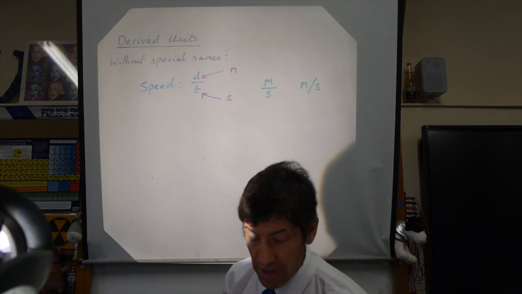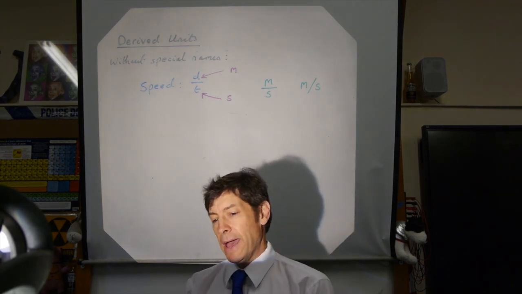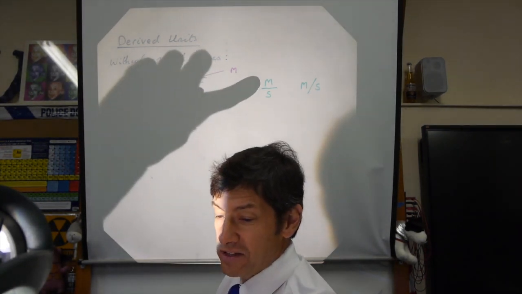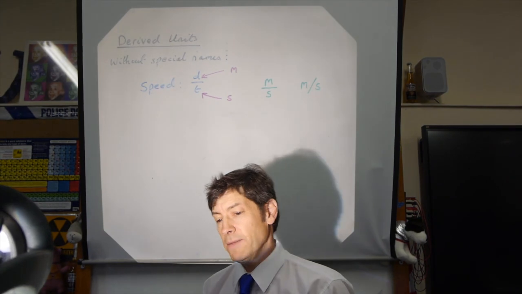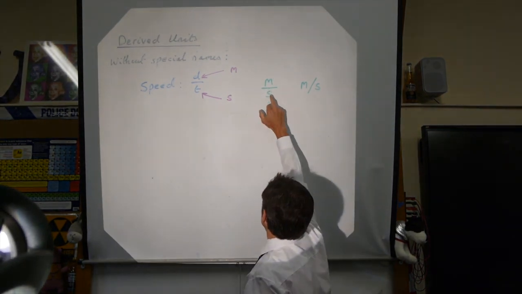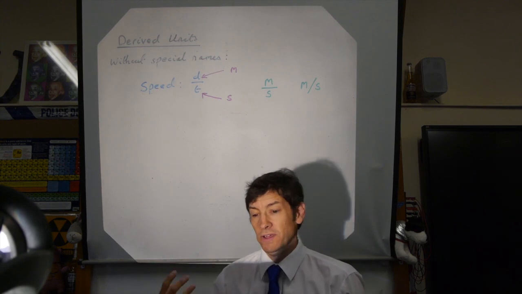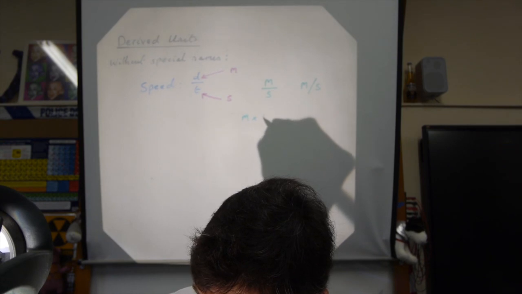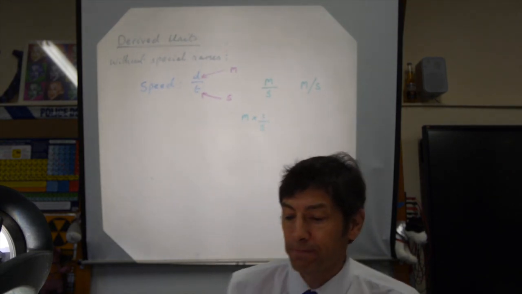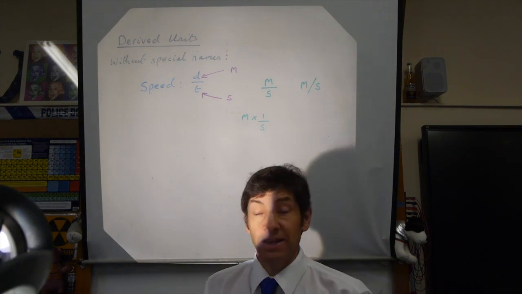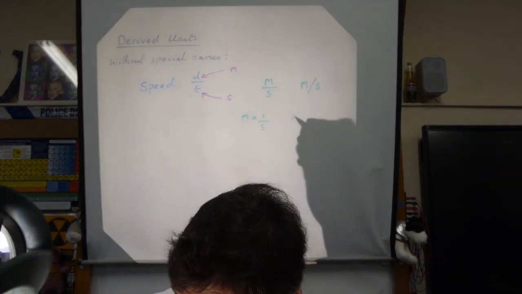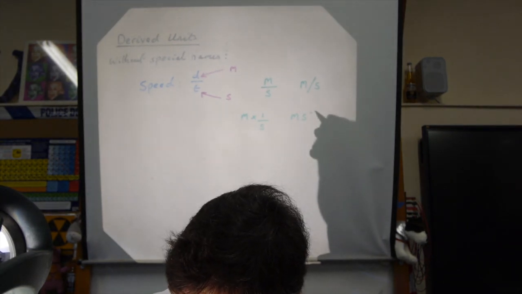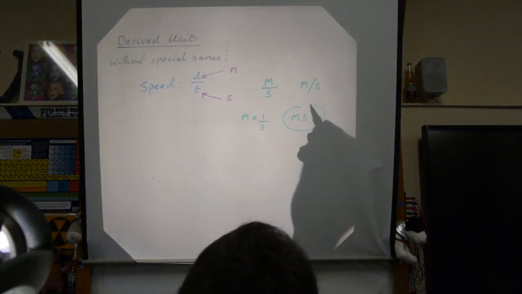But I just want to pause for a little moment here and say this isn't really good enough for A-level. This is meters divided by seconds, and this is the same as meters multiplied by 1 over seconds. And 1 over seconds is the same as seconds to the minus 1. So this is the same as meters multiplied by seconds to the minus 1. So there we go.